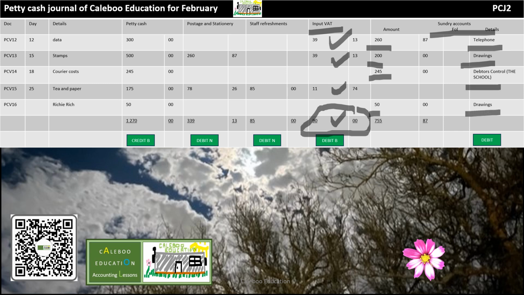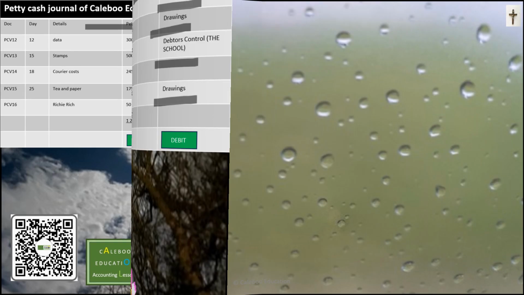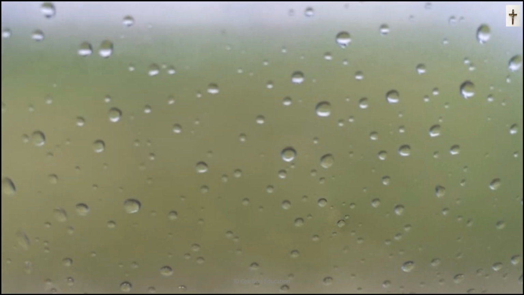Now, we need to take this information to the general ledger of Calibu Education. It has been raining, and that's okay because we're indoors.